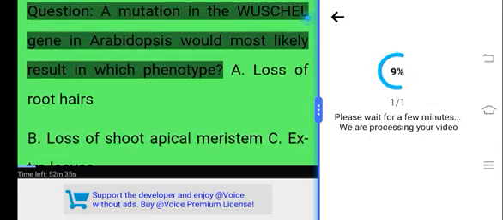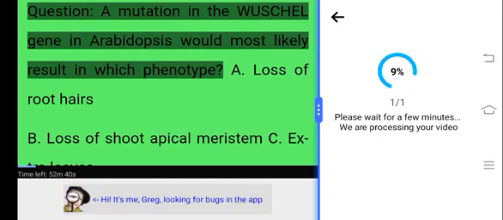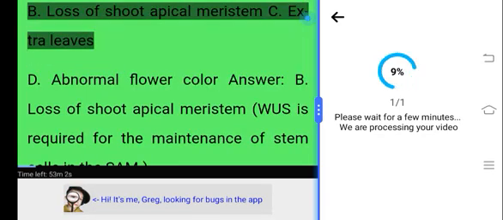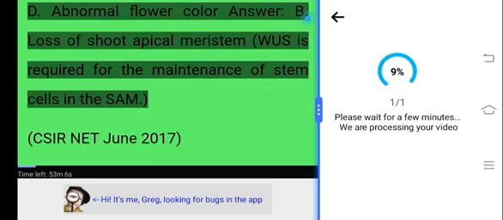CSIR NET December 2015. Question. A mutation in the WUSCHEL gene in Arabidopsis would most likely result in which phenotype? A. Loss of root hairs. B. Loss of shoot apical meristem. C. Extra leaves. D. Abnormal flower color. Answer. B. Loss of shoot apical meristem. WUS is required for the maintenance of stem cells in the SAM.